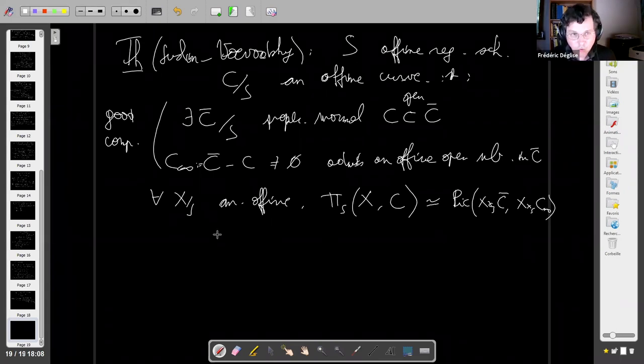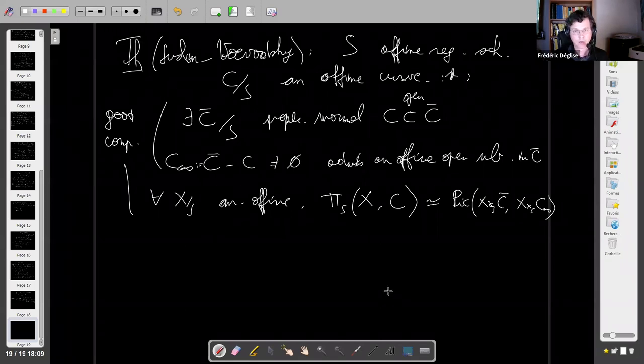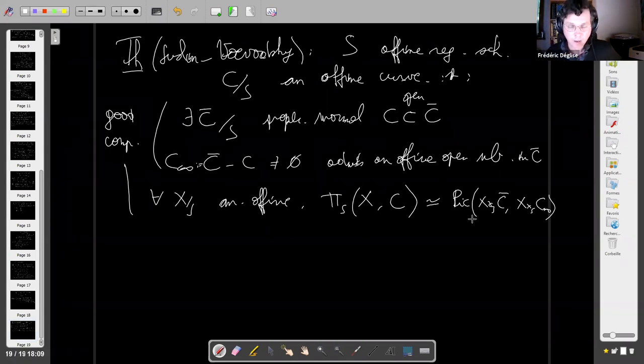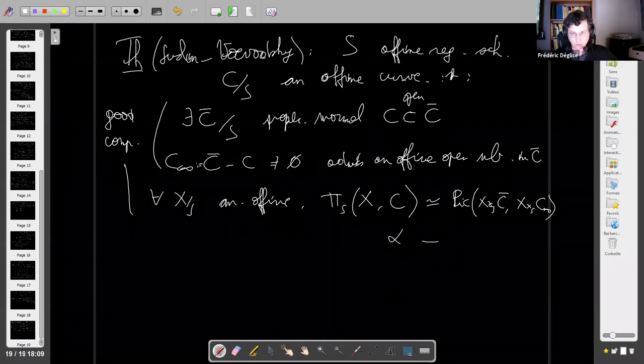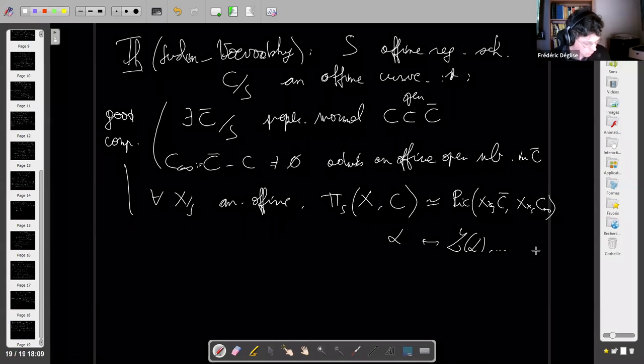Okay, so the idea to prove this theorem is if you look at the finite correspondences from X to C, it's actually a Weil divisor in X cross C. So it's codimension one because C bar was normal. You can see it as a divisor in X cross C bar. Now this scheme is normal, so it corresponds to a line bundle. And you can see that there is a trivialization, and then you should prove that it's an isomorphism.